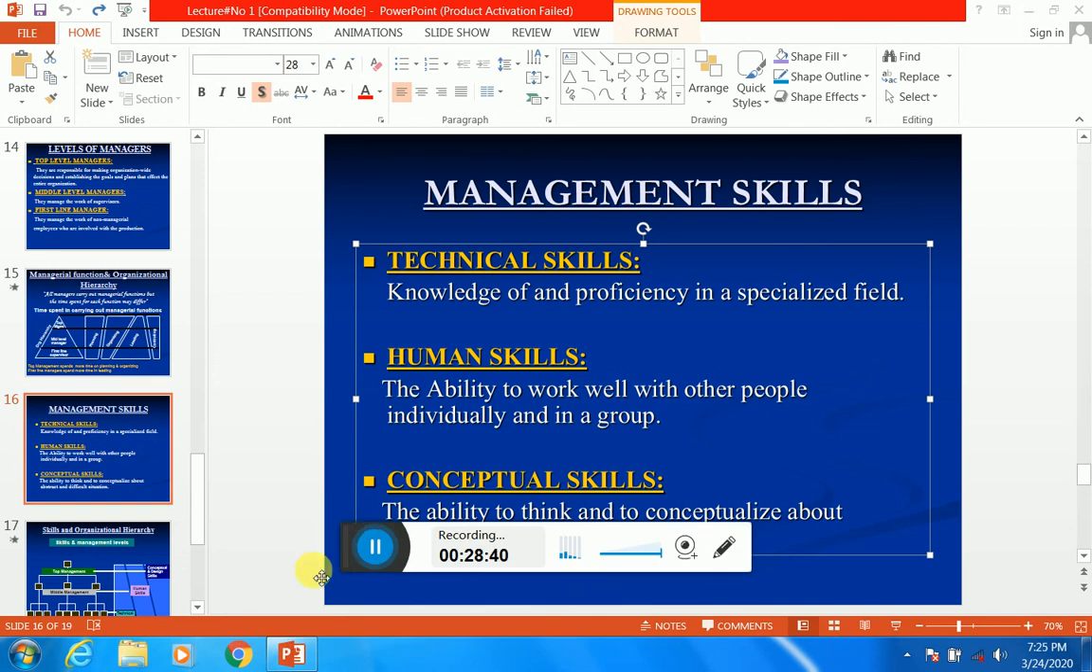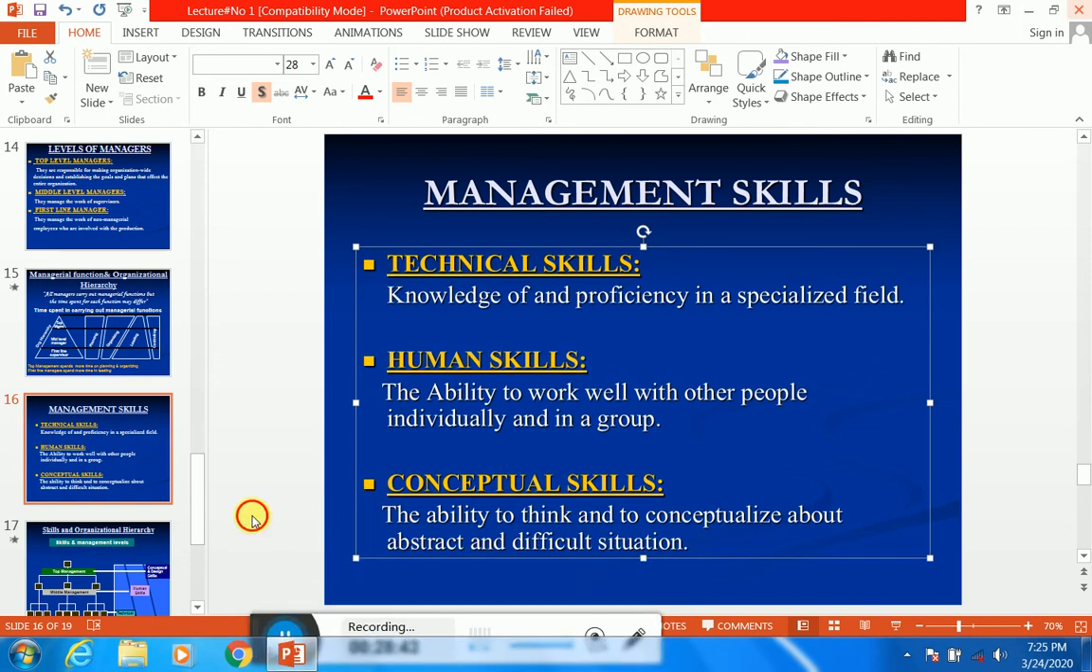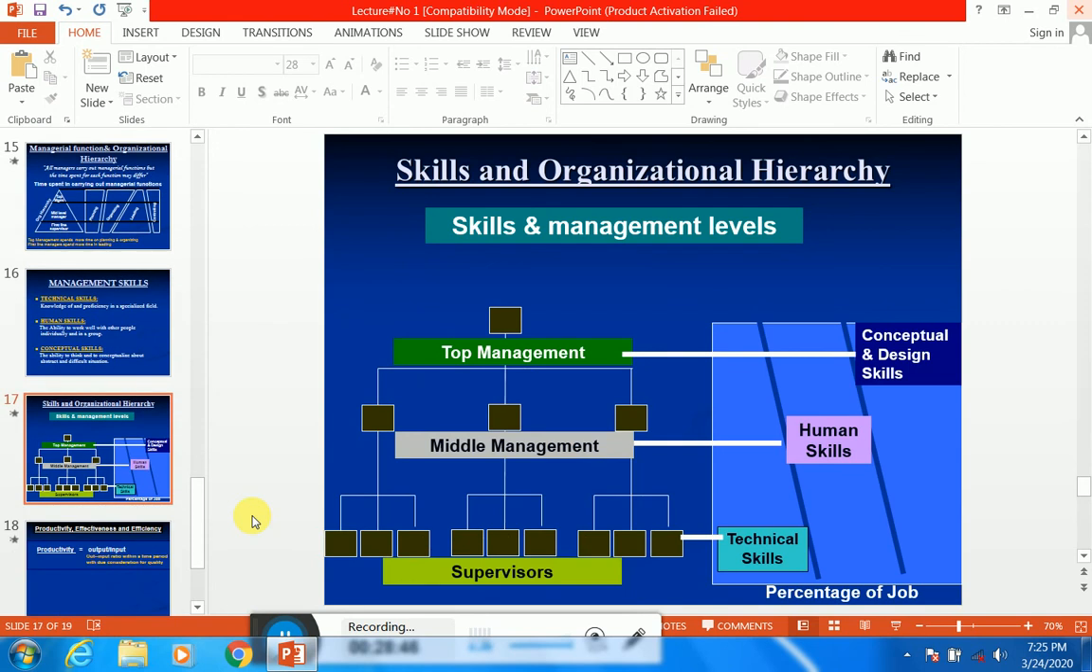Now we'll move to the next slide. Here we are going to explain which level of management spends most of its time on which type of skill. Dear students, you can see in the slide that top management spends more time on conceptual and design skills. It means top management activities are mostly relevant to conceptual skills. Second, middle level management, as I told you, contains interrelated management activities. So human skills, or interpersonal and communication skills, are more vital to middle level management.